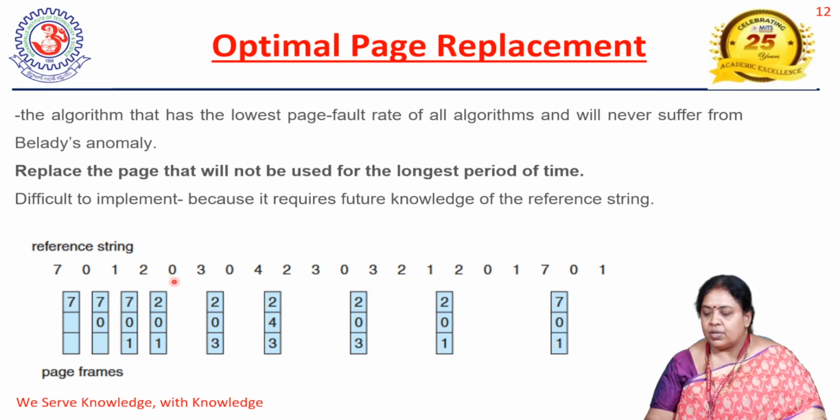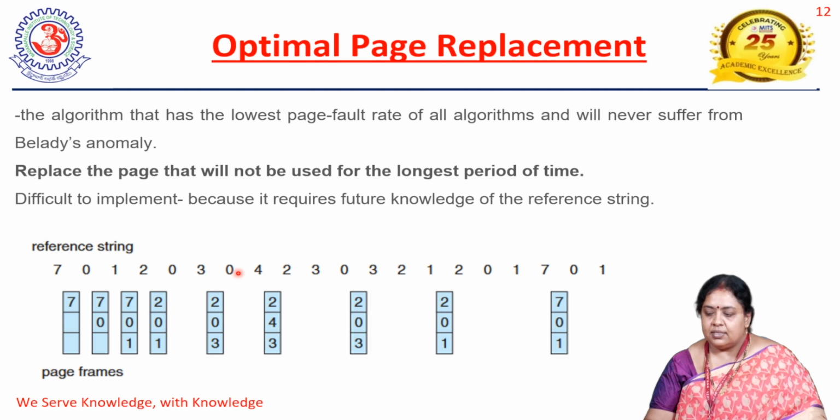Okay, what is the next one? 0, 0 is available here, no page fault. Then the next reference is 3. 3 is not available here, only 2, 0, 1 is there. So there is a page fault and no free frame available, so we have to replace. We find the page that will not be used. What are the pages in the memory? 2, 0, 1. Where is 2 referred? Here it is referred. Next 0 is referred here. 1 is referred here, after 2. So 1 is the victim, and 1 has to be replaced. So we replace 1 with 3.